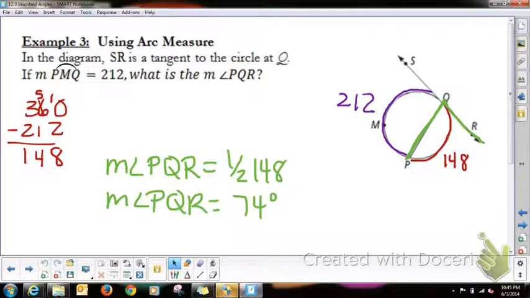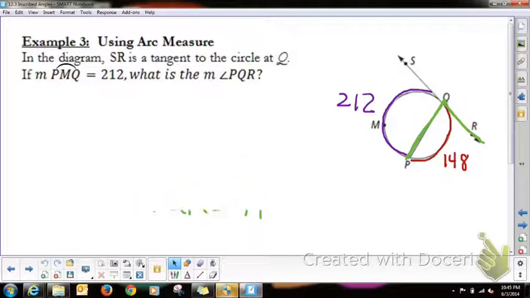However, we could have done this problem a different way. So let me erase this and show you what we could have done. If we knew that that arc was 212, but we're looking for this angle over here, PQR, we can find the measure of this angle, PQS, and then they're a straight line. They form a linear pair. So we could have done it that way.